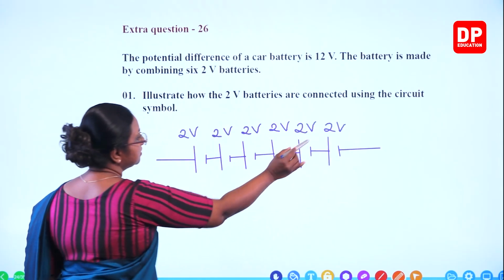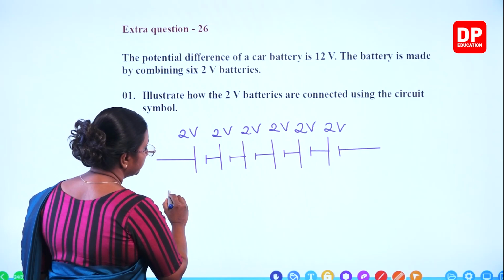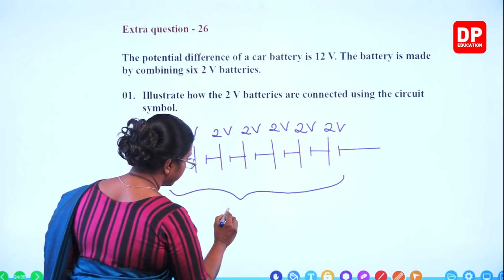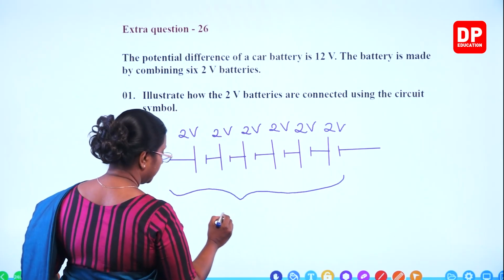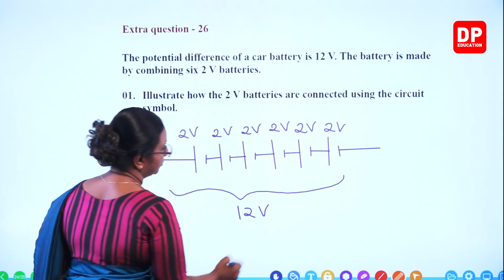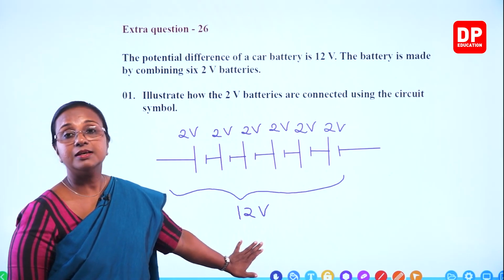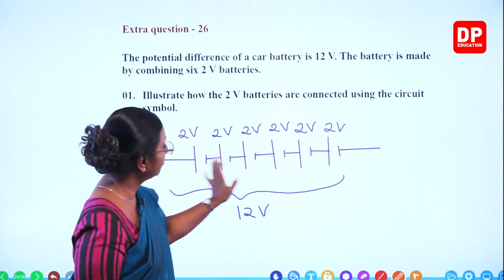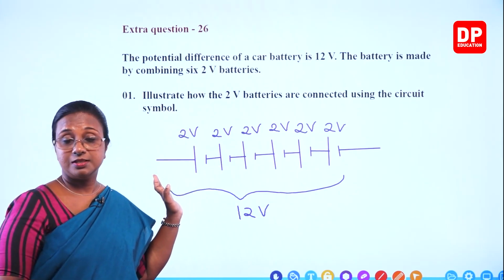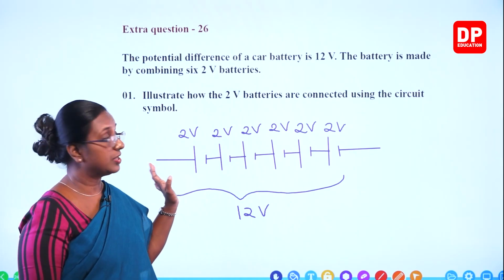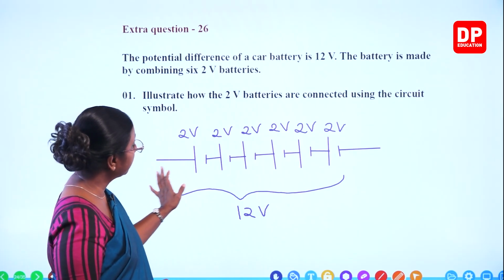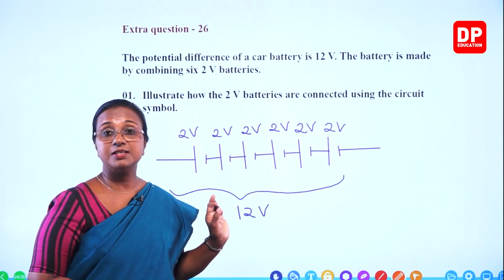So you have 6 2-volt batteries. So overall, the potential difference will be 12 volts. You don't need to show this bracket and the 12 volts and all that. You only need to show the batteries, how they are connected using the circuit symbol. I have shown you all how the potential difference gets added up.